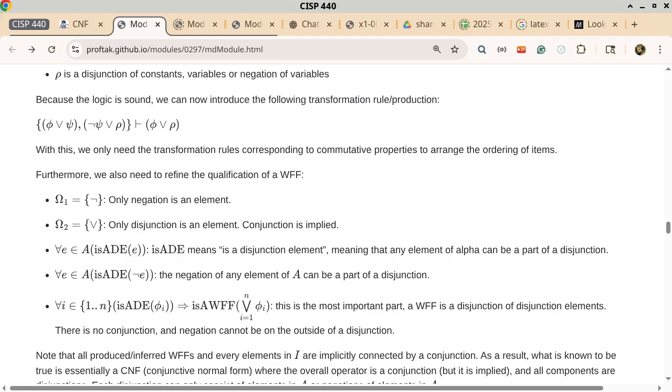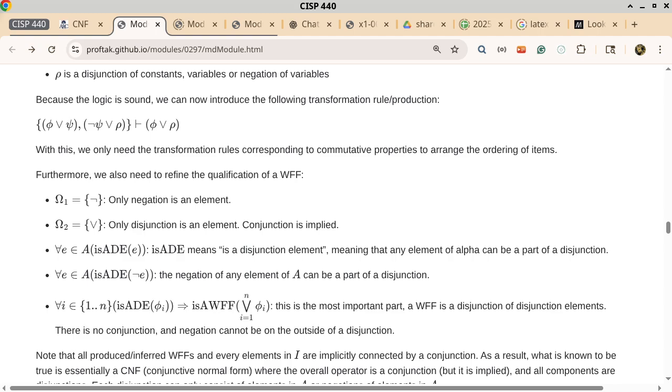But in order to do this, we also have to make some changes to the propositional calculus system as a whole. We use omega 1 to mean the operators that have only a single operand, and that's just the negation operator. This is nothing new. But omega 2 is new, because omega 2 used to have a bunch of stuff: disjunction, conjunction, implication, and so on. This time we only have disjunction. We don't even have conjunction anymore. Are we still good so far?